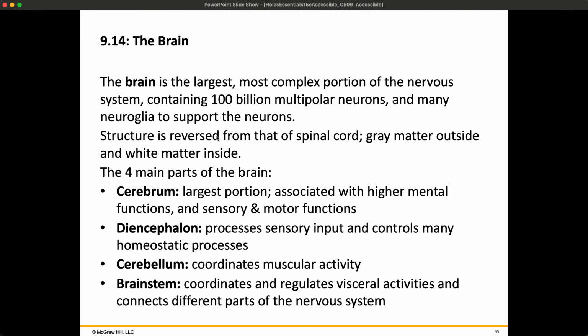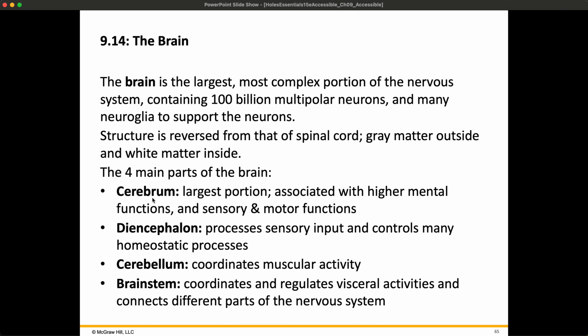Okay, so the brain. The brain is the largest, most complex portion of the nervous system. It has 100 billion multipolar neurons, a bunch of neuroglia to support all of that, and its structure is reversed from the spinal cord. In the brain, the gray matter is on the outside, white matter is on the inside. Gray matter is unmyelinated interneurons on the outside; white matter receives signals from the spinal cord up those tracts and moves them through the brain.